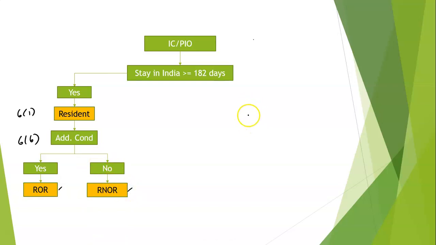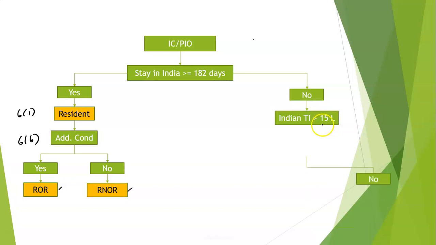Alright, fine. Say the assessee does not spend more than or equal to 182 days in India. Then how do we find out the assessee's residential status? Then we need to check the Indian total income, the total income excluding foreign source income of the assessee. If it's more than 15 lakhs, the treatment is one way. If it is not more than 15 lakhs, the treatment is another way. If it does not exceed 15 lakhs, that is, an assessee who does not stay 182 days and does not have a total income exceeding 15 lakhs, then the assessee shall always be a non-resident.